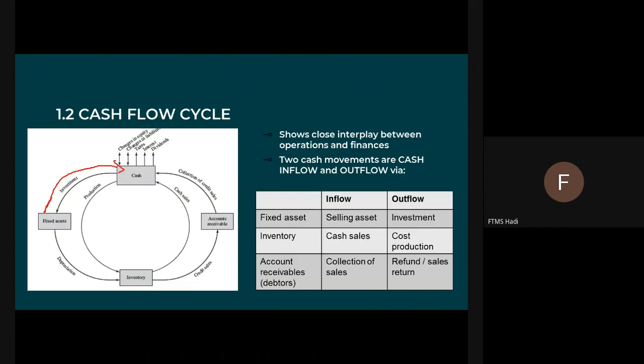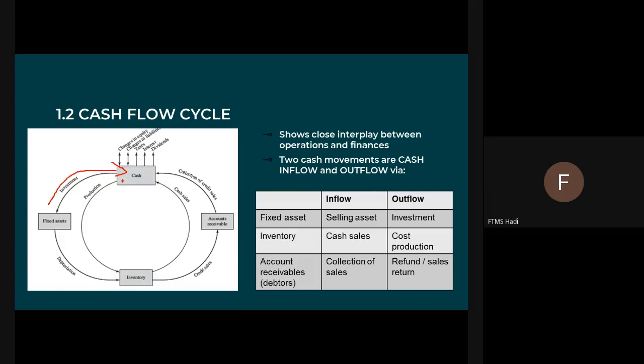Why does fixed asset convert into cash? Okay, I repeat again. Why does fixed asset convert into cash? That means cash is coming inside the company. That means the money will be inflow. It is because the company is selling assets. For example, the company sells their building, the company sells their machines. So if they are selling the machines, the money will be inflow to the cash account.